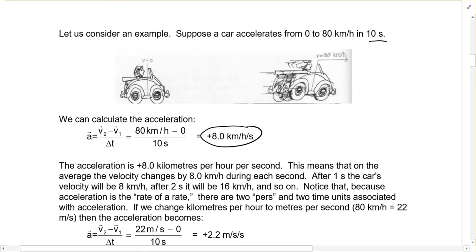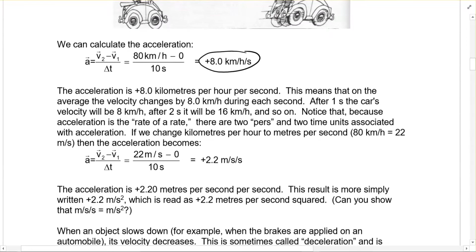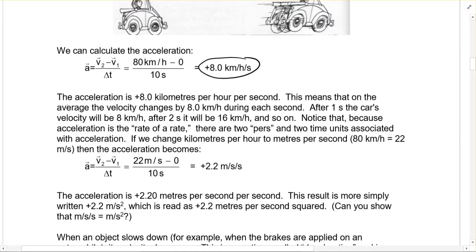This doesn't look like how we've been writing acceleration the little bit we've done it, meters per second squared, right? This is still correct, it's just a little bit different so far. But if we think about what this means, let's just stop for a sec. The acceleration is 8 kilometers per hour per second. This means that on average, the velocity changes by 8 kilometers an hour each second.